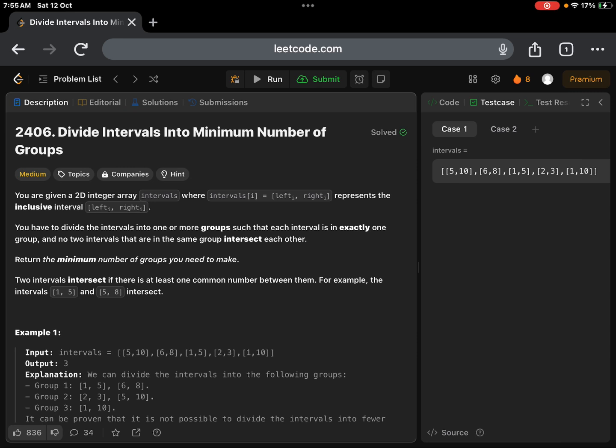We have to divide the intervals into groups such that each interval belongs to exactly one group. No two intervals in the same group should intersect each other. Return the minimum number of groups we need. You can go through the question 2-3 times to understand it fully. Let me give you a short example. What does it mean?